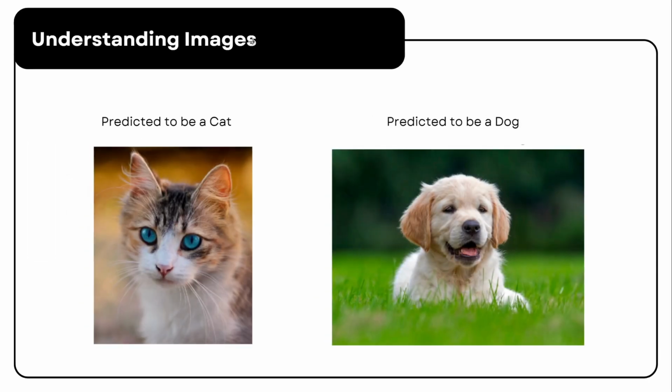So let's take a look at these images. Let's take a look at this cat. So you know it's a cat, right? What about this? You know this one. It's a dog. But what do we see in the images that told us that this was a cat and this is a dog?